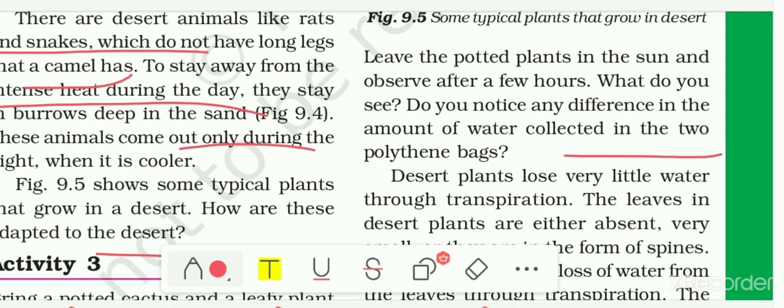We had seen that the leaves of plants perform the transpiration process. That means they evaporate water from their leaves, and in this activity this water is collected by the polythene bag. This process is known as transpiration. So the plants that grow in the desert region lose less water by transpiration as compared to other plants.